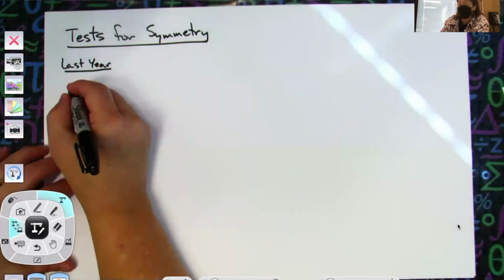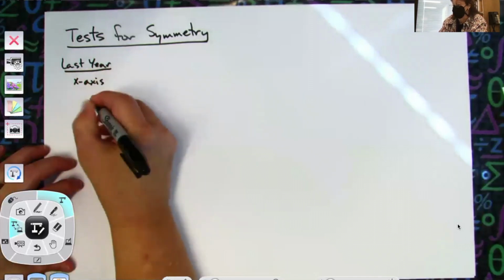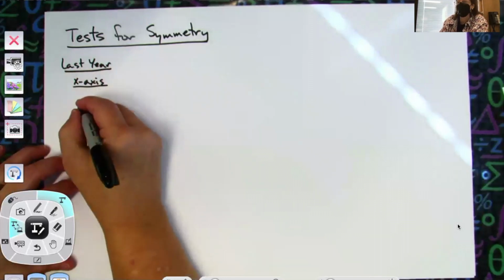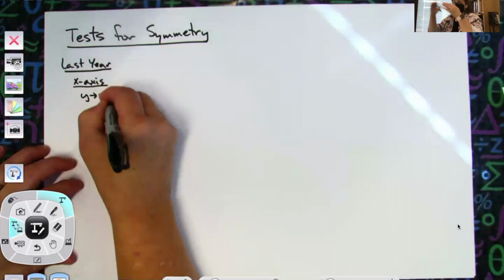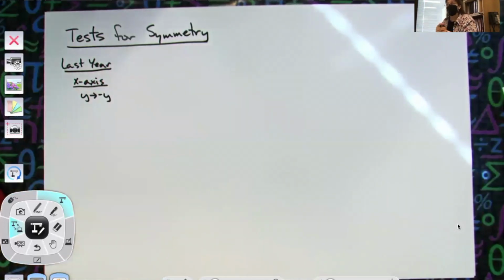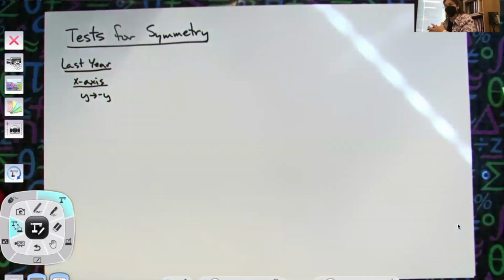Okay, so like last year, if we were testing for x-axis symmetry, what did we do? We took the y's and replaced them with negative y's, and then we checked to see if we could manipulate the equation and get back that original, right? You remember doing that? We did it quite a bit, but doing it that way, we had a lot of algebra to do to test for symmetry.